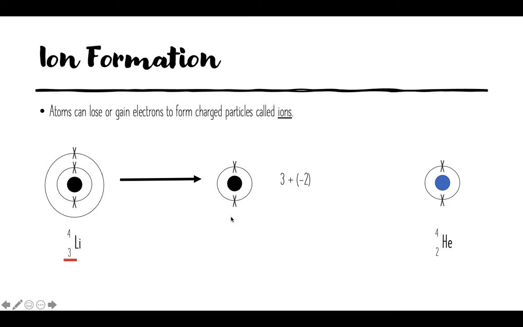So if we do 3 plus negative 2, it's the same as saying 3 take away 2. Our answer is 1. So our lithium ion has a charge of plus 1. It still has the same number of protons. The number of neutrons hasn't changed, but it has lost an electron. And because it has lost an electron, it has a positive charge. It is now much more stable because it has the same electron arrangement as its nearest noble gas, helium.